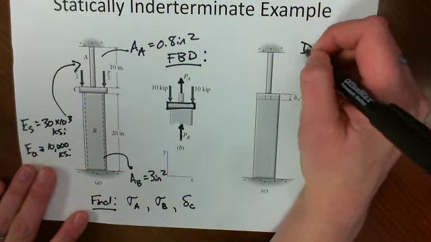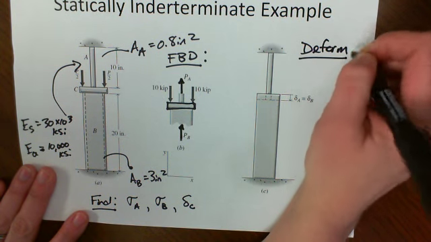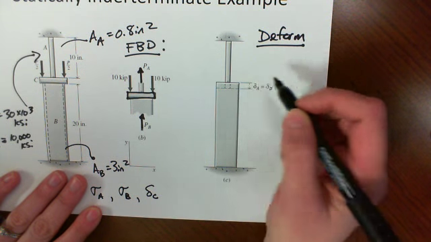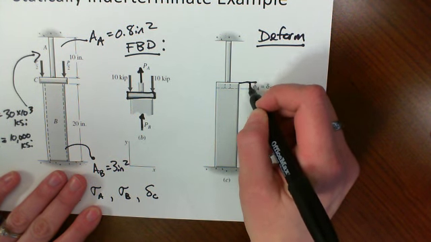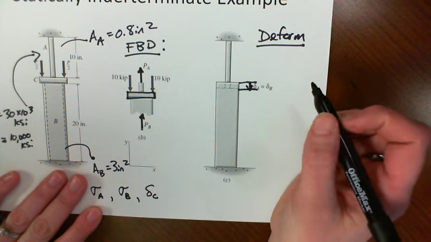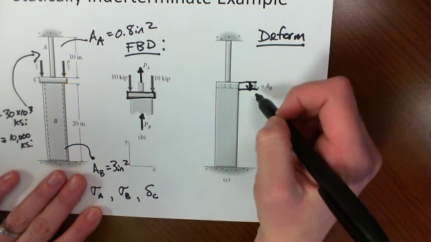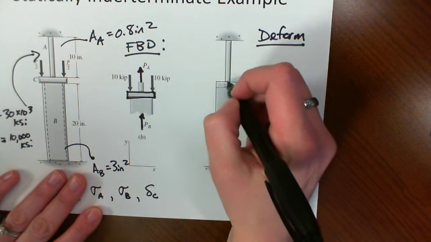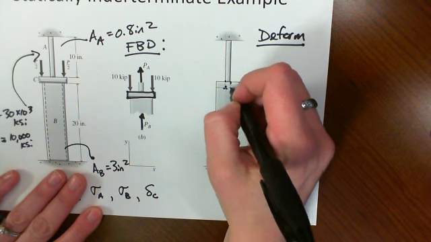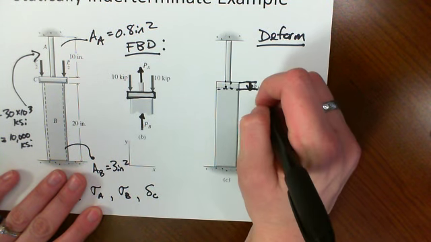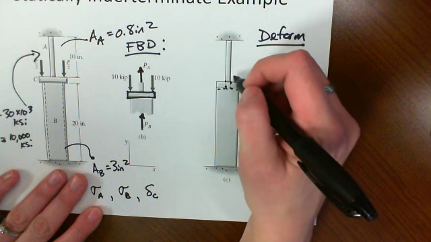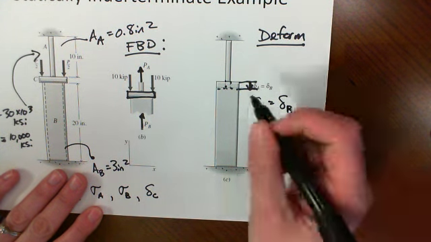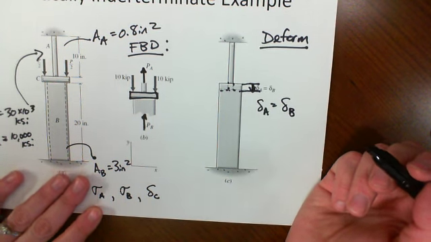But then we also need to do a deformation diagram. The deformation diagram looks like this, where we're showing that we're pushing down, so our deformation is going to be downward for A, but the deformation of B also has to be downward. So this rod is essentially going to go down, and so is this part B. So the deformation of A going down is equal to the deformation of B going down. They have to be equal because nothing's actually going to move.